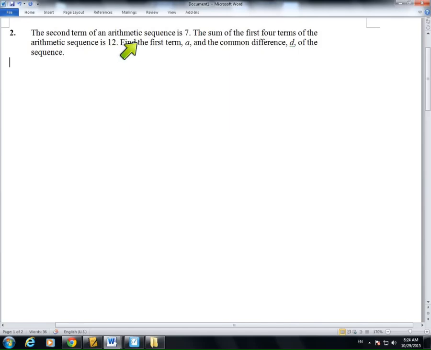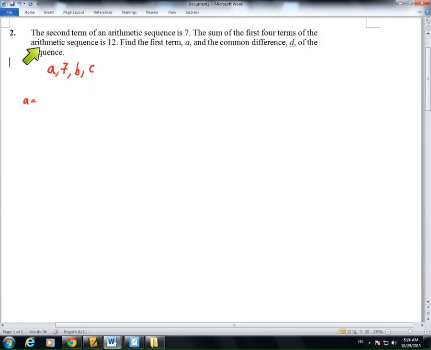So in this first case, we have to take the given information. We know the second term of an arithmetic sequence is 7. And the sum of the first four terms of the arithmetic sequence is 12. Now the first thing I do is I write a sequence of four numbers where the second term is 7. Now that's too many variables already to work with, so what I'm going to try to do is to take some information and use it to narrow my variables.